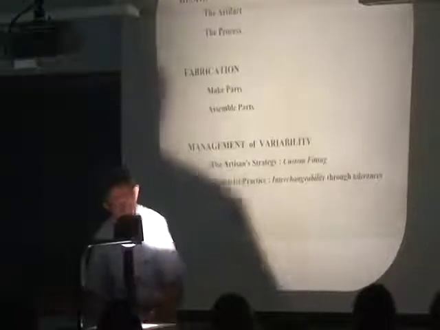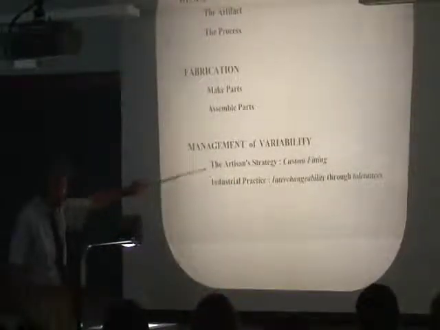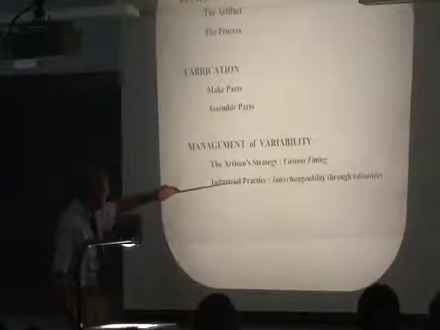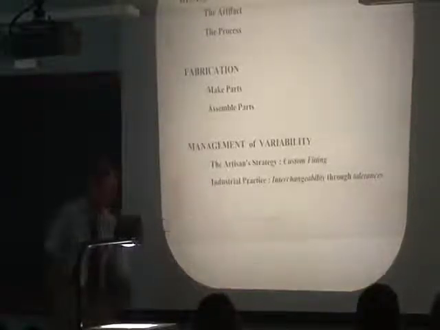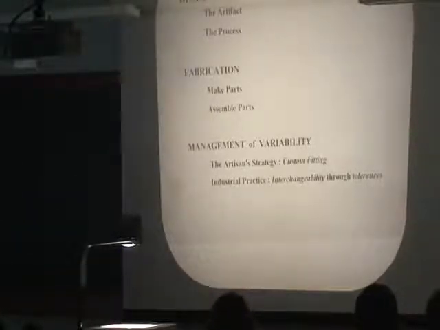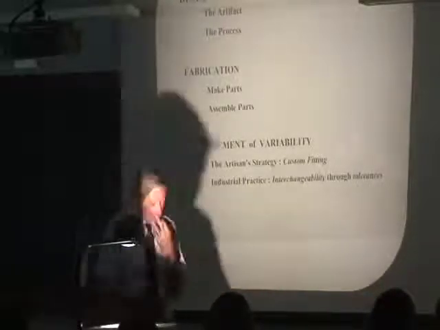Okay, what do we do now? How are we doing? Well, we're almost getting out of time. Let's go on to our final topic, which is management of variability. We talked about the artisan strategy a little bit, and there's not much to say. It's custom fitting. Now, let's look at this industrial practice of interchangeability and see a little bit of how this arose. And let's see how we start this.